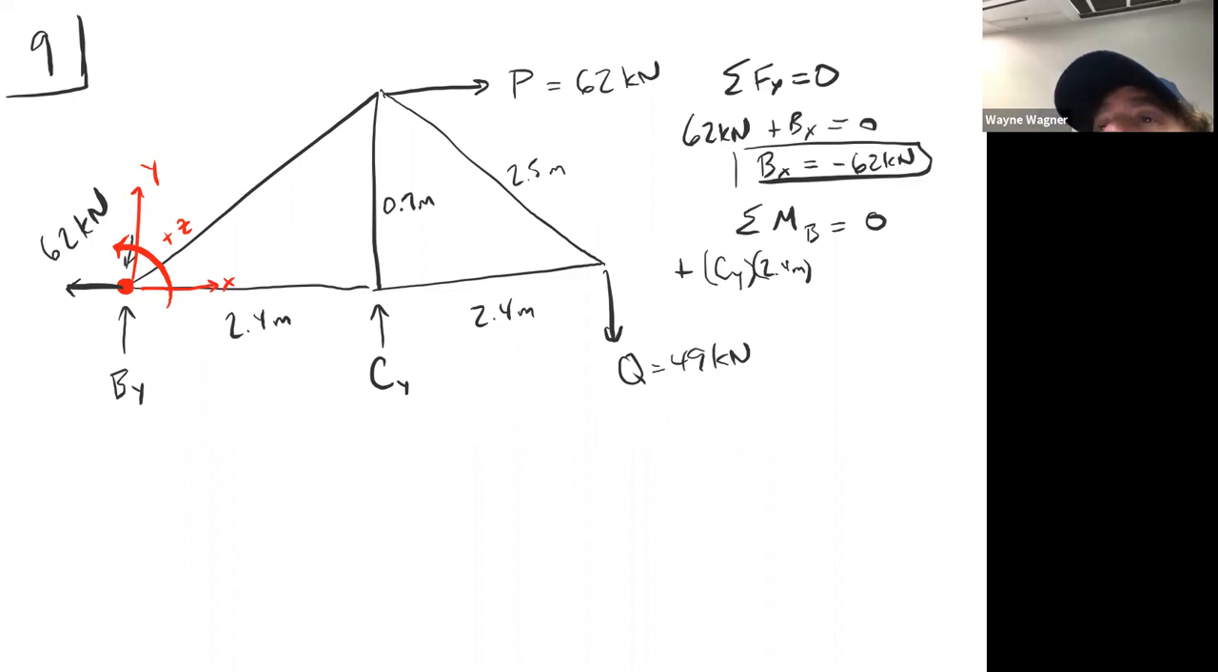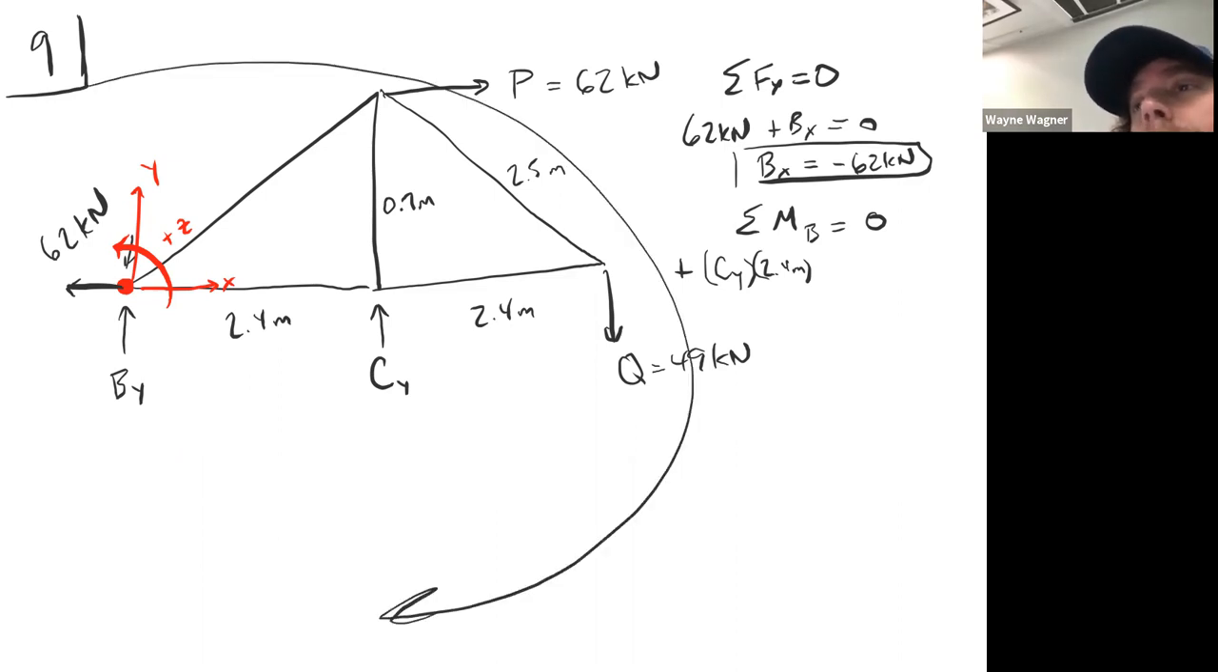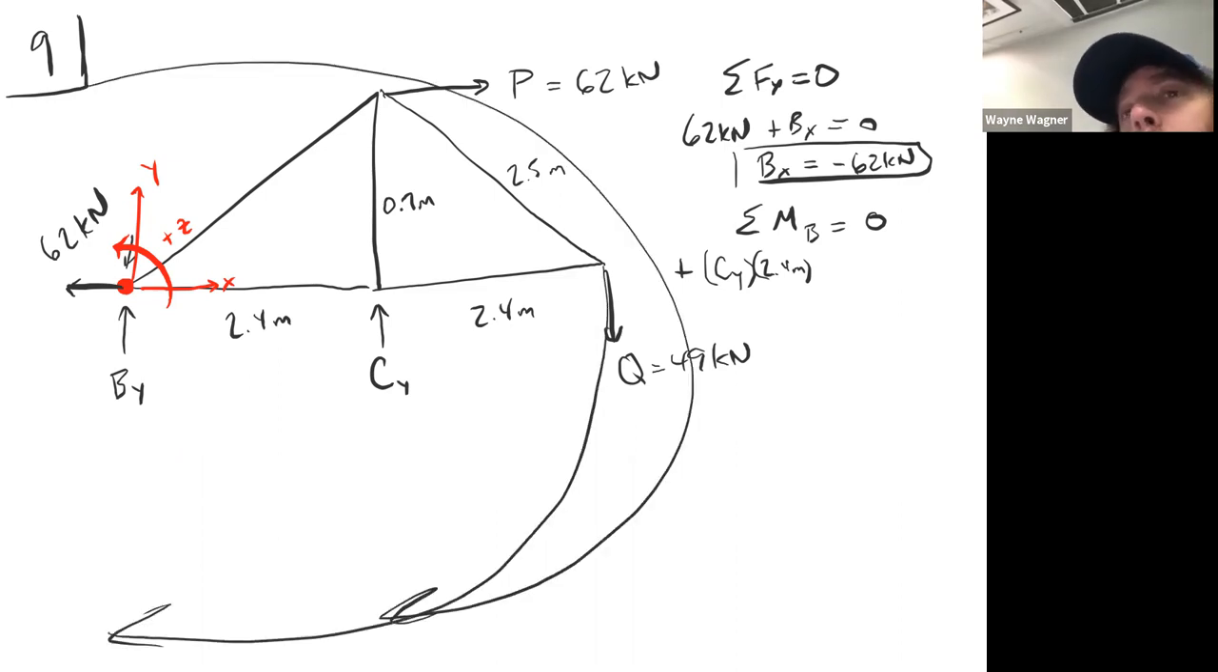And then we've got P. Let's see, P is going to be causing things to spin this way. So is Q. Both of those will be negative because they're going the opposite of that Z. So minus 62 kilonewtons, minus 49 kilonewtons, and we need moment arms.